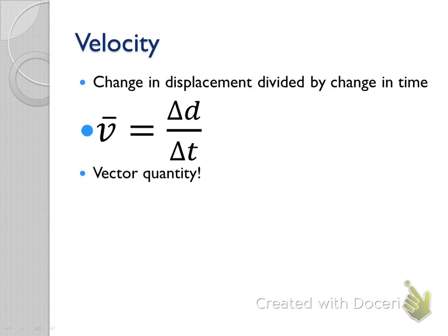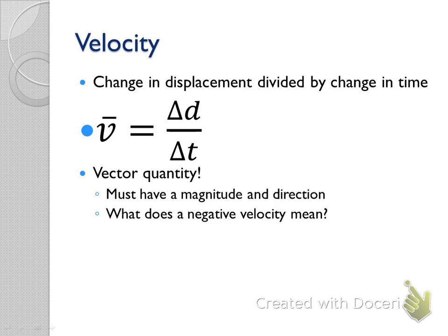Velocity is also considered a vector quantity. Velocity is a vector quantity, which means it can be represented by an arrow. It has to have two things, magnitude and direction. Okay? That's what a vector quantity means. It has to have magnitude, it has to have direction, and we can represent vectors with an arrow like this.